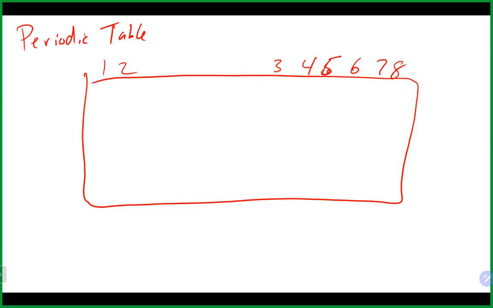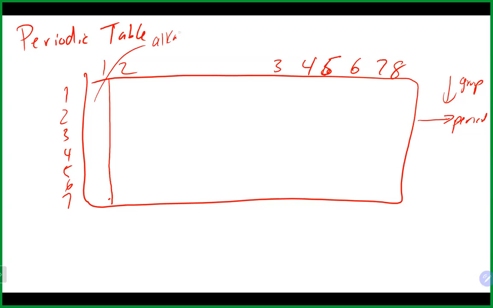All right, so obviously heading down on the periodic table is a group, down a column. A period goes left to right, and there's also 7 periods there on the periodic table. We have group 1, which is our alkali metals. We have group 2, which is our alkaline earth metals.